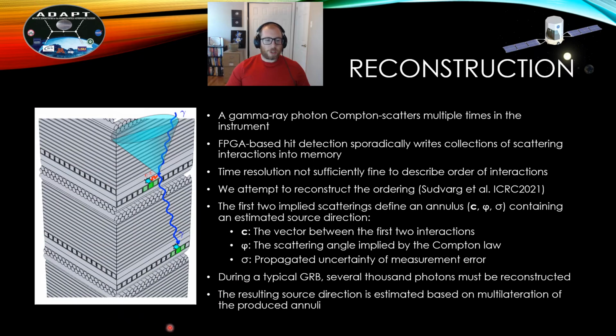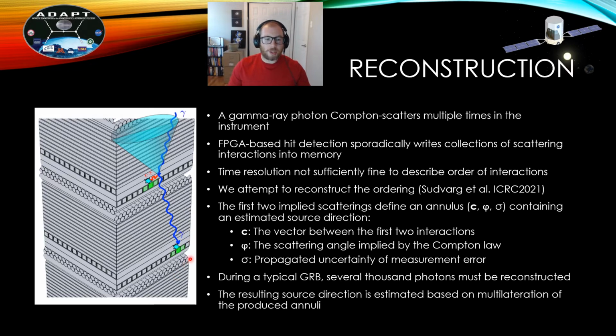So this diagram shows a cutaway view of the APT detector hardware. When a gamma-ray photon enters the instrument, it Compton-scatters multiple times. And FPGA-based hit detection sporadically writes collections of scattering interactions into memory for each gamma-ray photon that enters. Now, the problem is that for an individual photon, the time resolution of the instrument is not sufficiently fine to describe the order of interactions. So in prior work, we've described an algorithm to reconstruct this ordering, essentially to guess which is the first scattering event, which is the second scattering event, and so on.